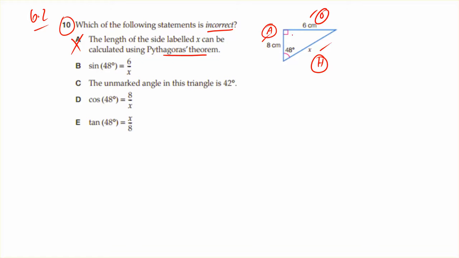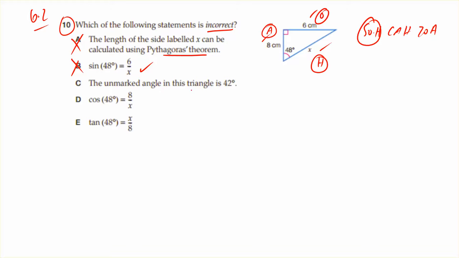So sine of 48 is SOH. SOH is opposite over hypotenuse, so opposite is 6, hypotenuse is x, so sine of 48 equals 6 on x, correct? So that's not what we want.